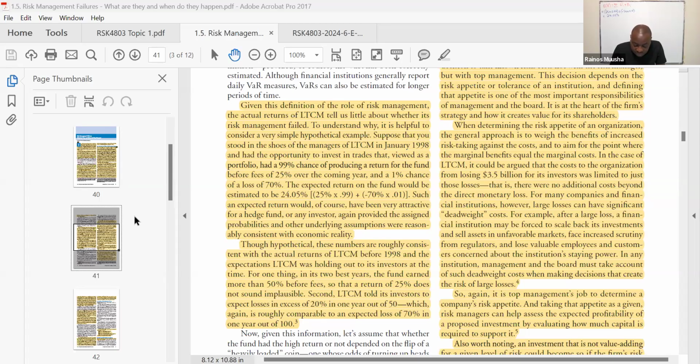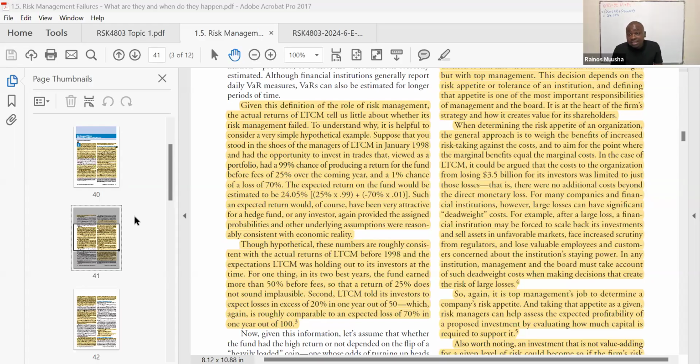For one thing, in its two best years, the hedge fund earned more than 50% before fees, so that a return of 25% does not sound implausible. And second, LTCM told its investors to expect losses in excess of 20% in 1 year out of 50, which again is roughly comparable to an expected loss of 70% in 1 year out of 100 years.